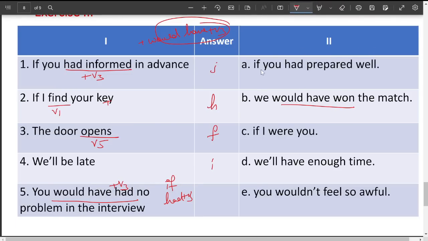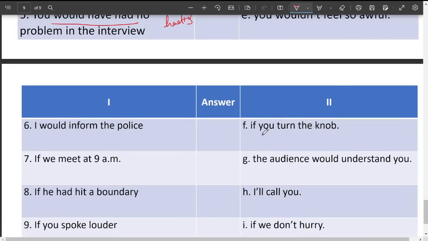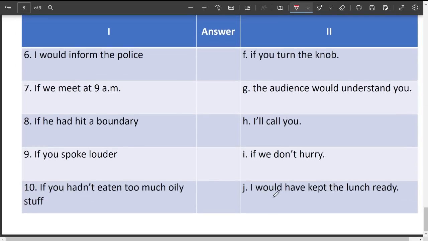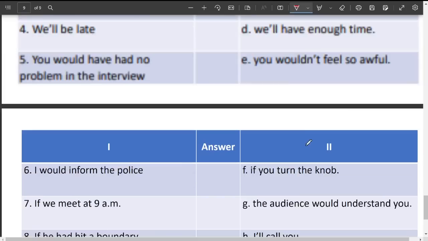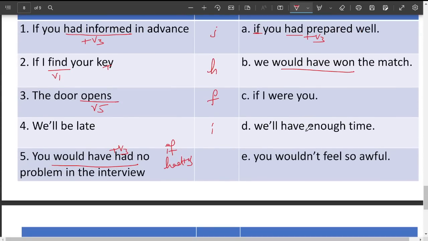Look at this. The sentence is starting with if, satisfied, and had plus V3 is also there. Can we go for that? Or do you have any other option? If I were you, not possible. If you turn the knob, no, we have already used it. If I would have kept the lunch ready, no. So we can only go with the A case. So the fifth one can be used with the A.